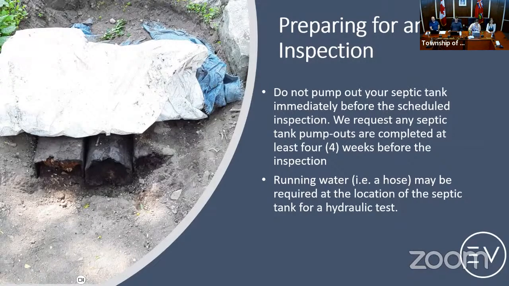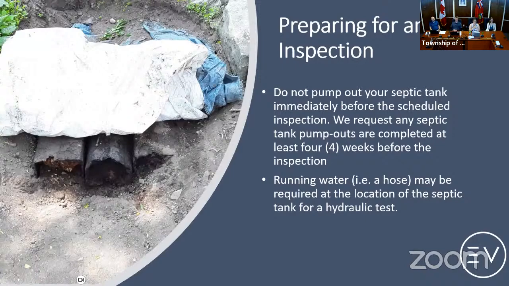So the final slide on preparing for an inspection. We are looking to evaluate septic tanks, how they operate. And if your tank has just been pumped, we're looking at an empty tank, and that's not really telling us how the system is operating. So in the letter, we would be requesting that you do not pump your septic tank immediately before the scheduled inspection. That being said, if there is any sort of environmental or human health concern, absolutely pump out your tank.